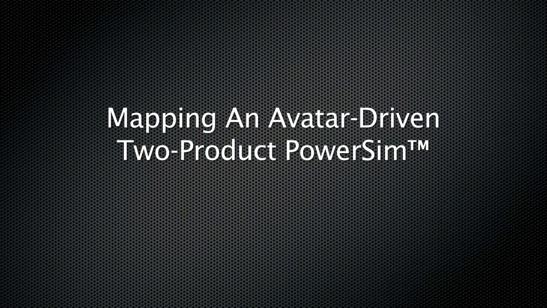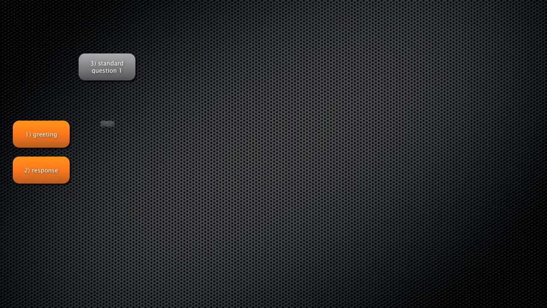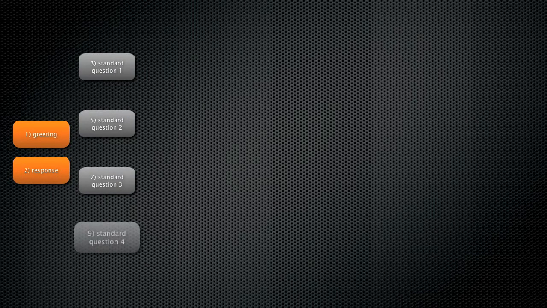Okay, so as we map out this avatar-driven 2-product PowerSim, it's going to start like any sim does, or any selling situation does. We're going to match up a customer and a salesperson, and there's going to be some sort of quick greeting, a little bit of a get to know you. And I can let you know right now that the orange boxes signify that those are avatar demonstrations.